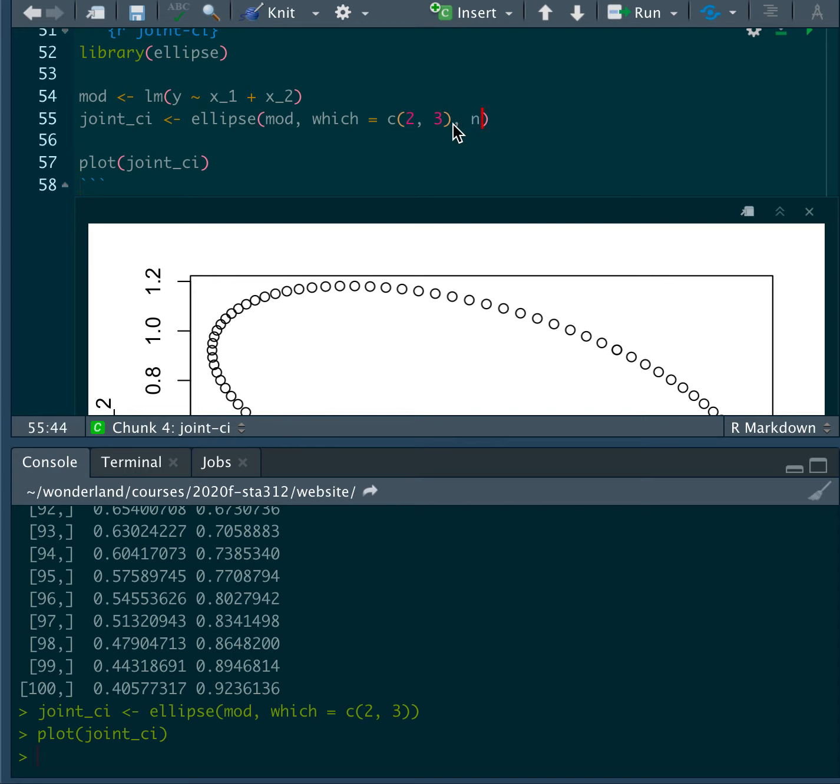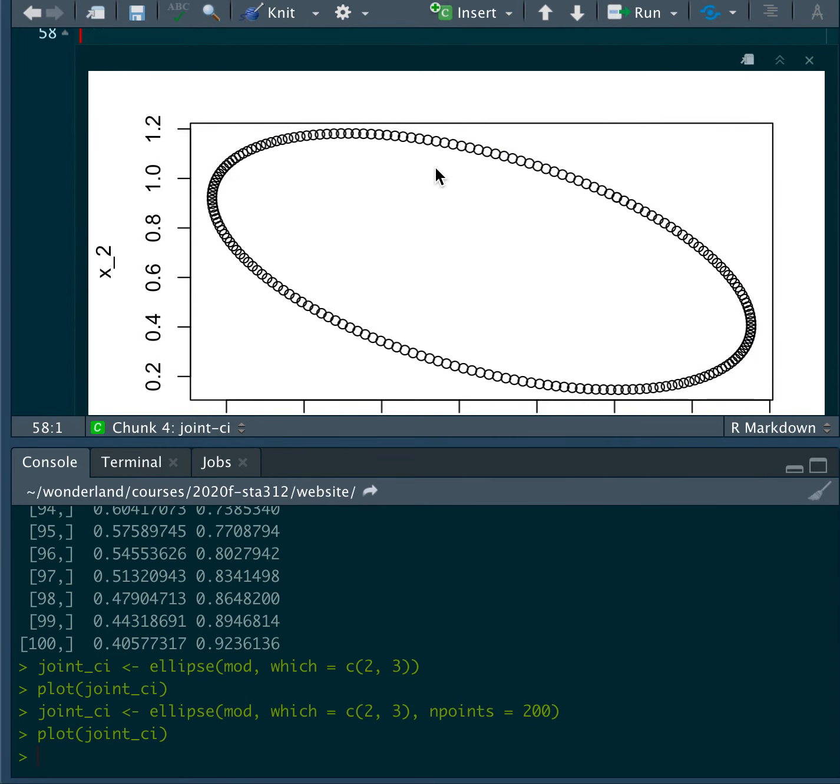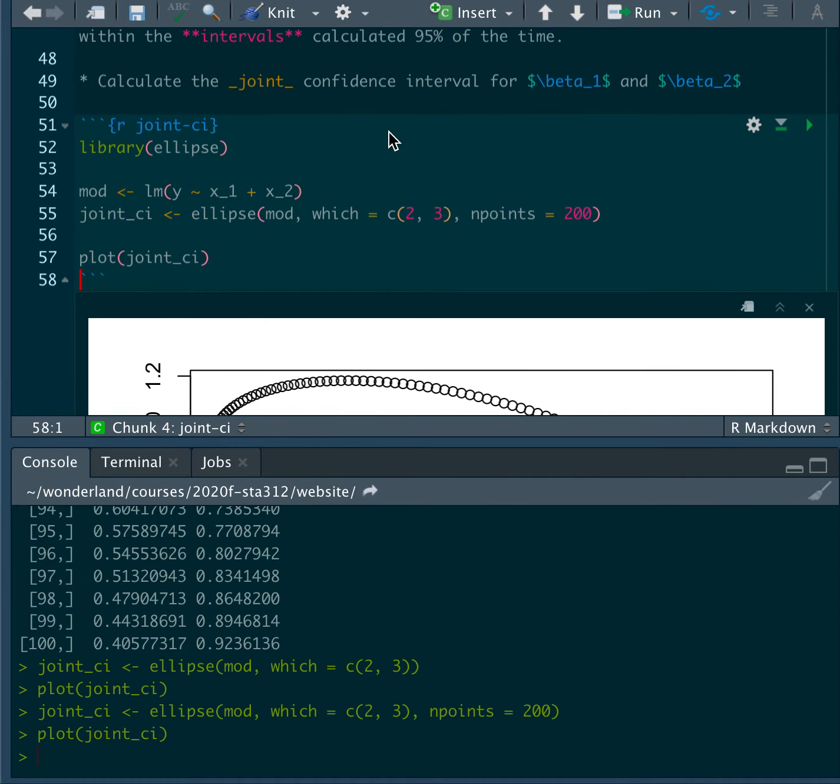If I wanted to have more points, I can just change my endpoint. So I could up this to maybe 200. And that's just going to give us 200 points, so a little bit tighter. But again, the 100 default seems to be just fine.